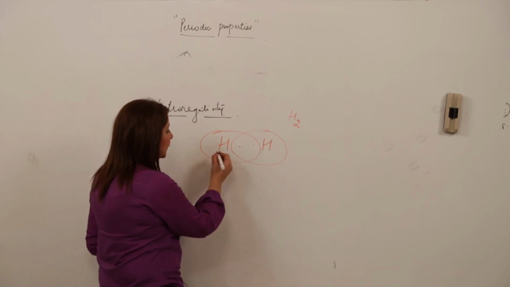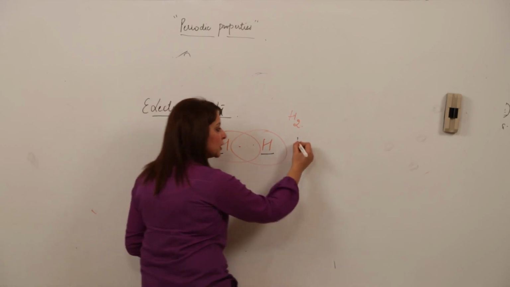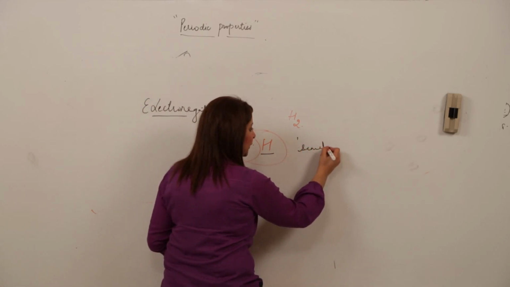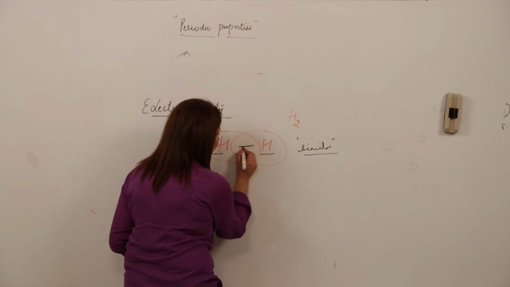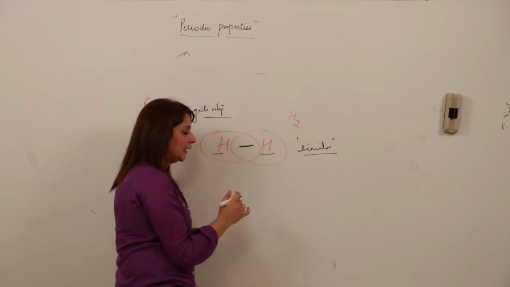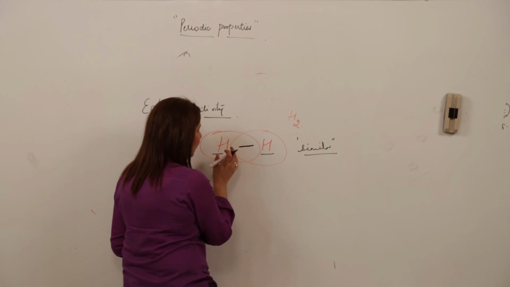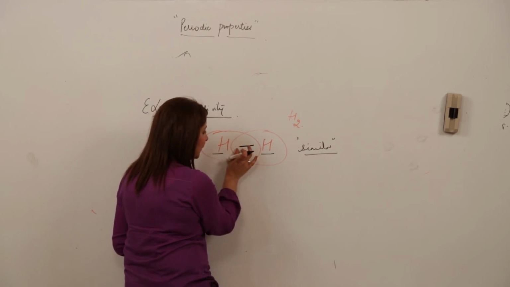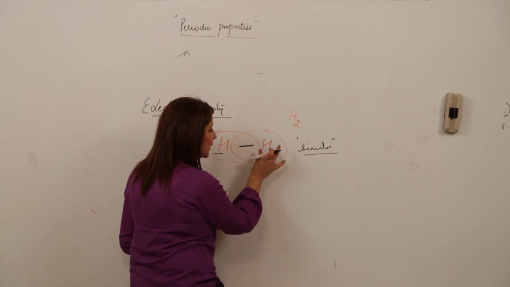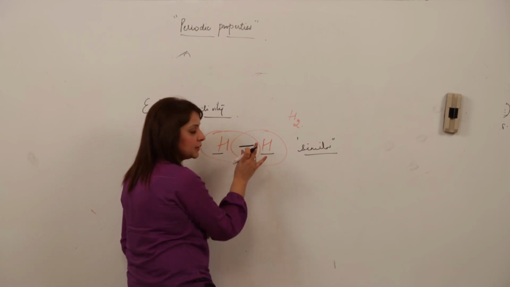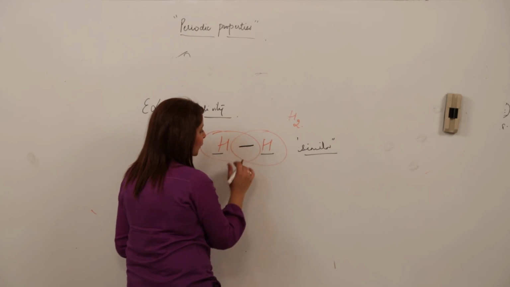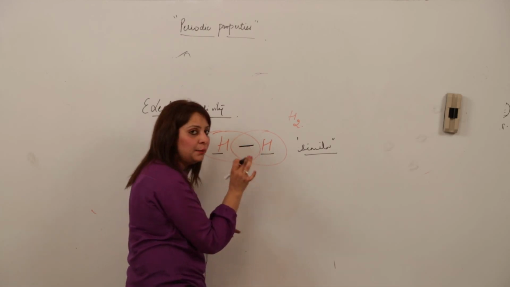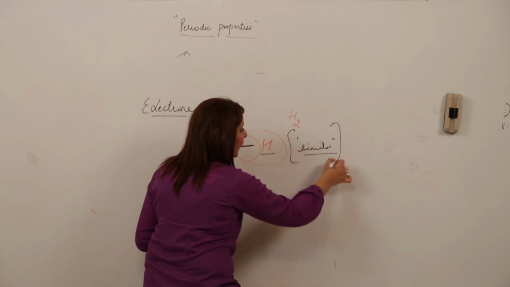So what happens? These both atoms are similar to each other. All the properties of these hydrogen atoms are similar. So that means their attraction for this shared pair is equal. That means the force with which this hydrogen is attracting this shared pair and the force with which this hydrogen is attracting this shared pair is exactly the same. So there is an equal force of attraction. What happens? This shared pair lies in the middle. It happens only for similar atoms.